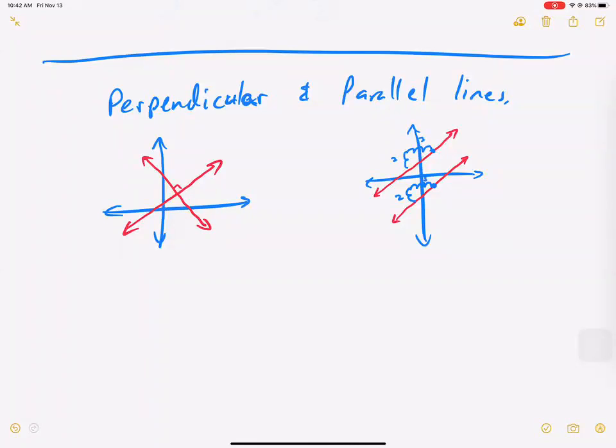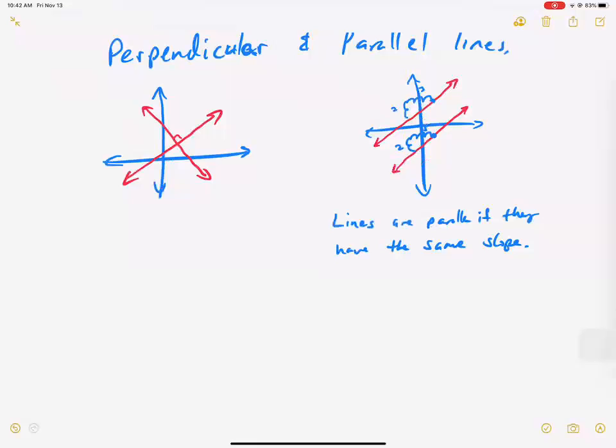So the way we know lines are parallel is if they have the same slope. If they have the same slope, those lines are parallel. So if we'll call this line A and line B, the slope of A must equal the slope of B. Oh, darn it, that's a little b.